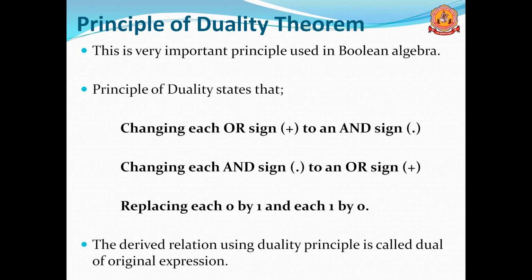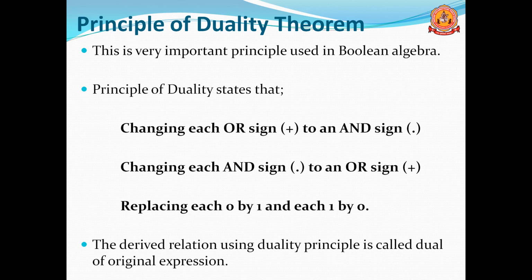Remember, the principle of duality states that changing plus to dot, changing dot to plus, replacing each 0 by 1 and each 1 by 0 derives a new Boolean expression. So a new Boolean expression can be derived from an existing one by changing plus to dot, dot to plus, replacing 0 to 1 and 1 to 0.